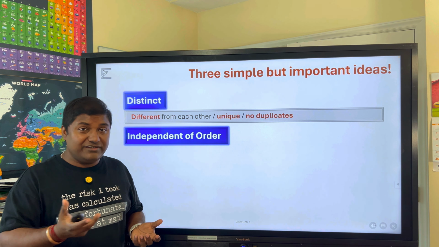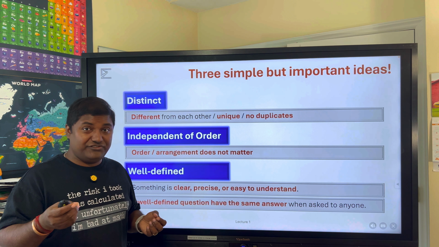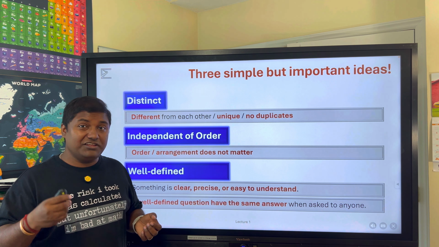And finally, the last concept we are going to discuss is well-definedness. Something being well-defined means it is clear, precise, and easy to understand. For example, if you ask a question to anyone, they all give you the same answer.